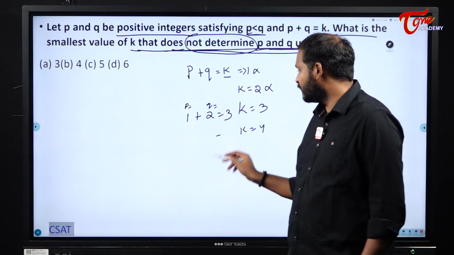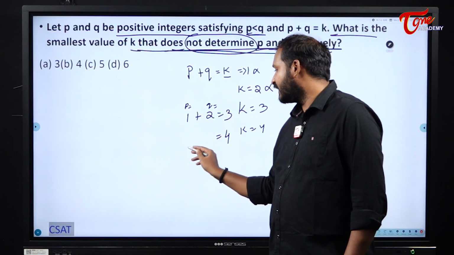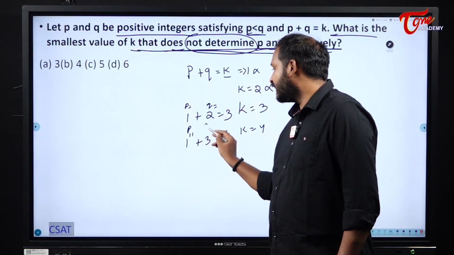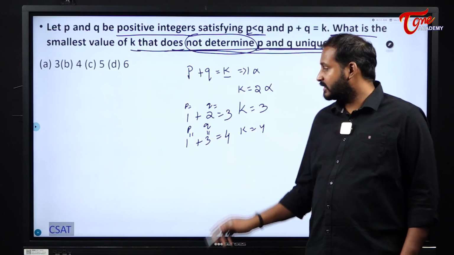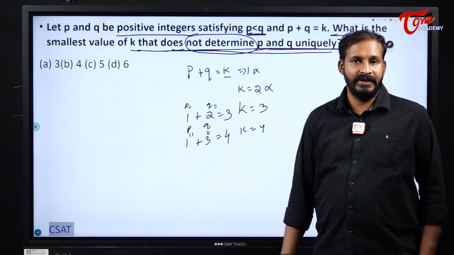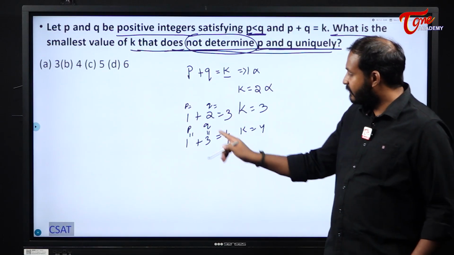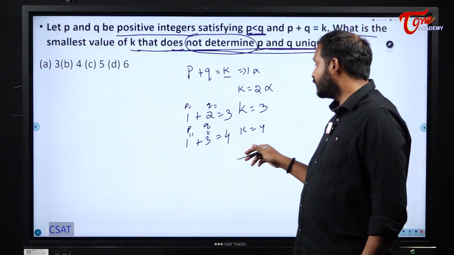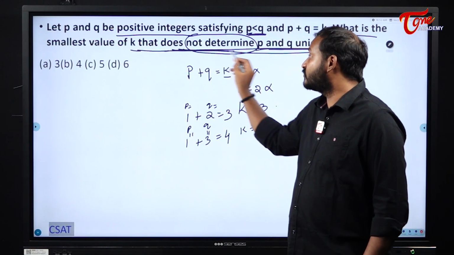If I take k value as 4, students, now what happens? What are the values of p and q I can take? I can take 1 and 3. Apart from 1 and 3, can I take any other value? No, I cannot take 2, 2. Why? Because if I take 2, 2, it will not satisfy the condition p less than q. So here also I have a unique solution. That means p value is 1 and q value is 3. Here also I have a unique solution, so I cannot consider these two as our answers. Why? Because here it does not determine non-uniquely.